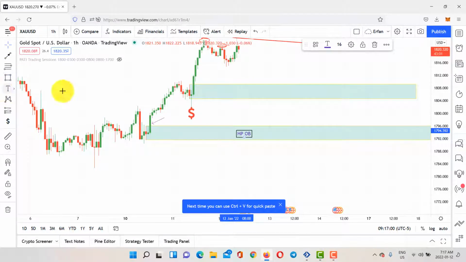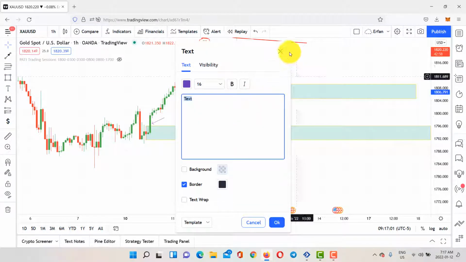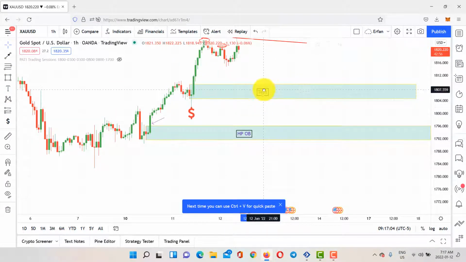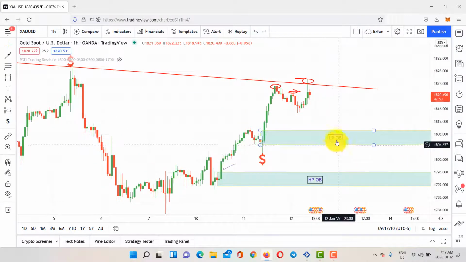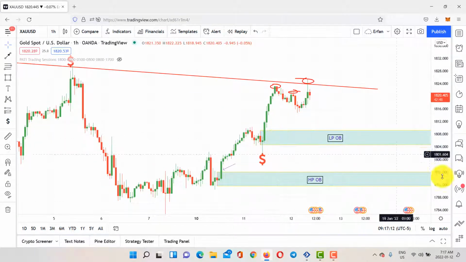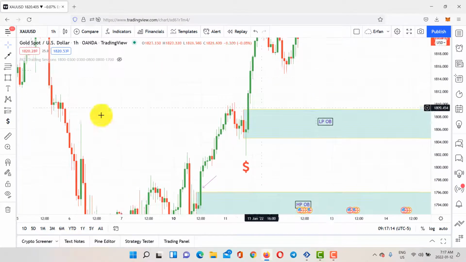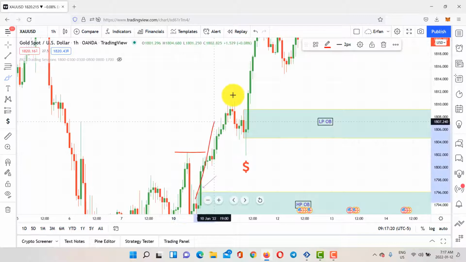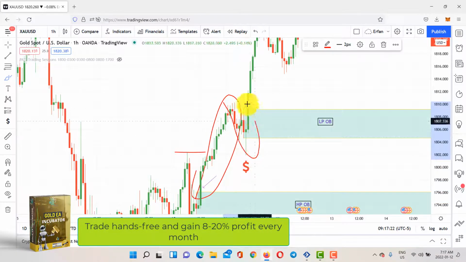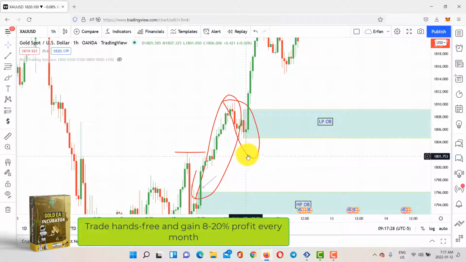and here is going to be a high probability order block and a low probability order block. The reason this one is a low probability order block is that after this huge break of structure that we had recently, we had a little bit of correction, and here below this price we had this liquidity exactly right here.